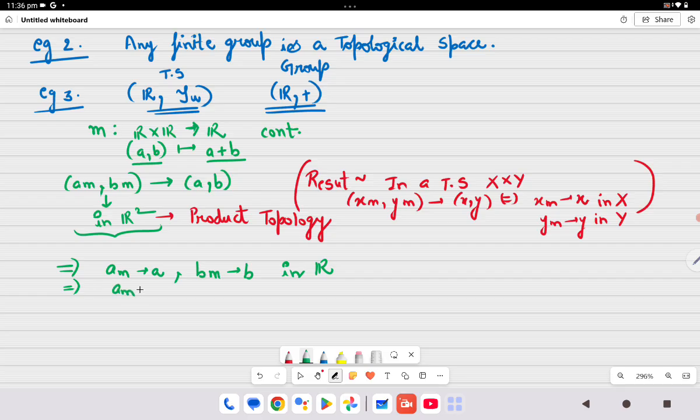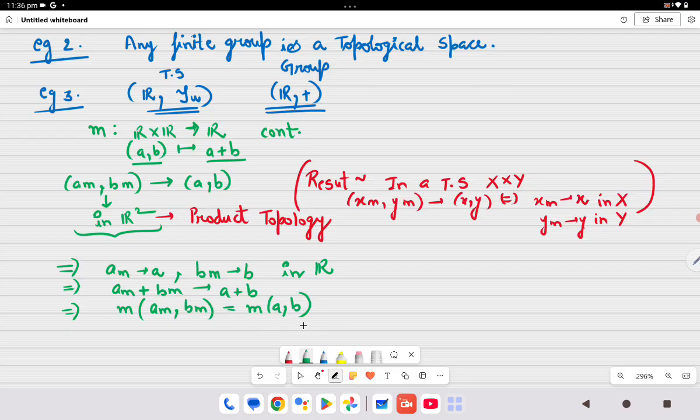So that means a_m plus b_m, this sequence will definitely converge to a plus b. So what I have shown is, if I apply m on these sequences, where do they converge? Wherever a_m converges to a and b_m converges to b, it converges to a plus b. So we have proved that it converges to m of (a, b). a plus b is nothing but m of (a, b). Here the operation star is plus.